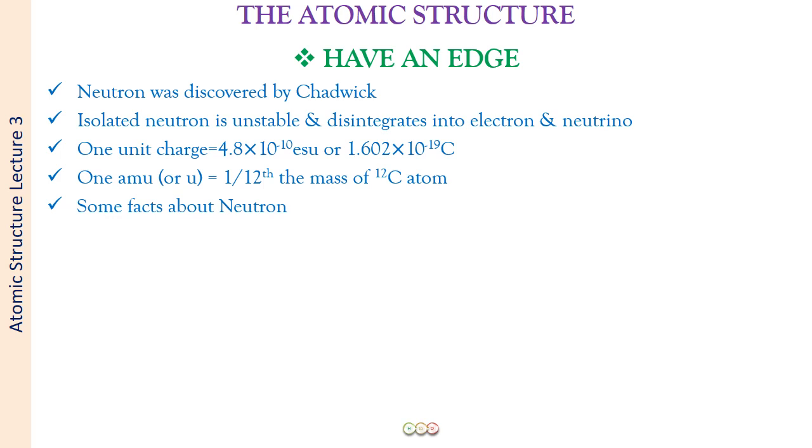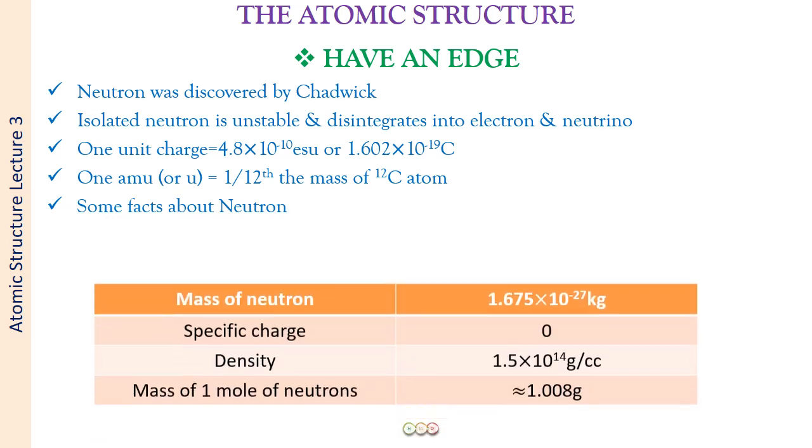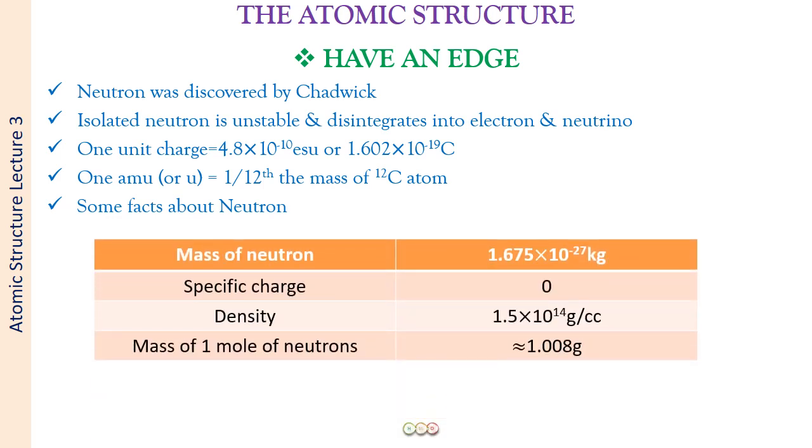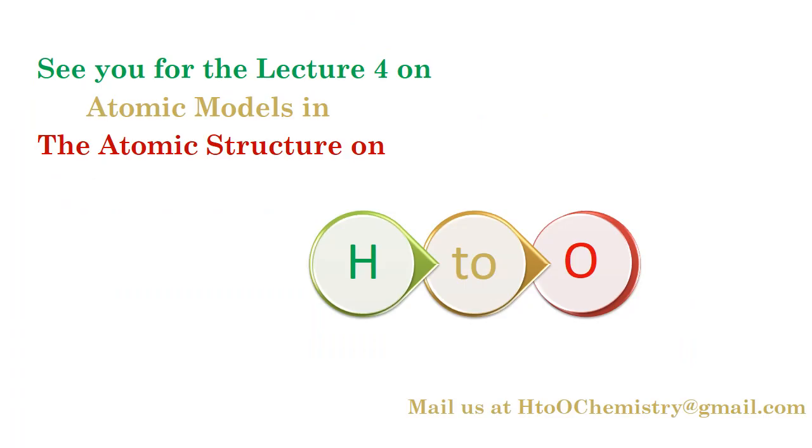And some extra facts about the neutron. The mass of the neutron 1.675 into 10 power minus 27 kg. Specific charge 0. The density is 1.5 into 10 power 14 gram per cubic centimeter, and the mass of 1 mole of neutrons is approximately 1.008 gram.